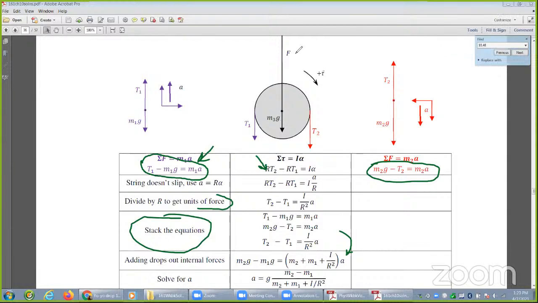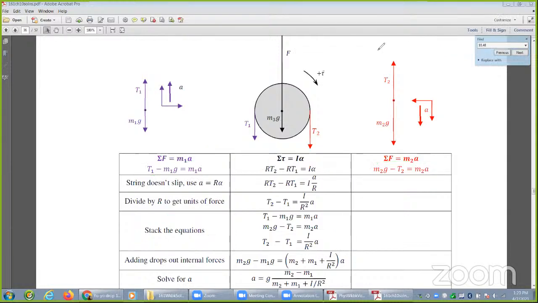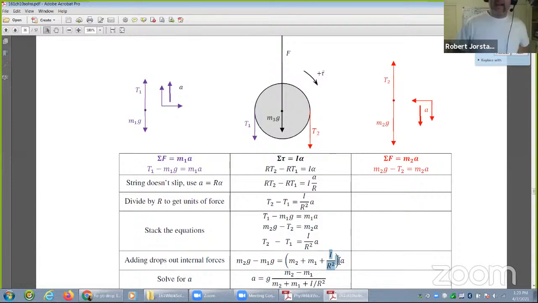So it seems like it changed the previous equation by just I over R squared, I/r². Think about that. Does this have the right units? What units should that term have?